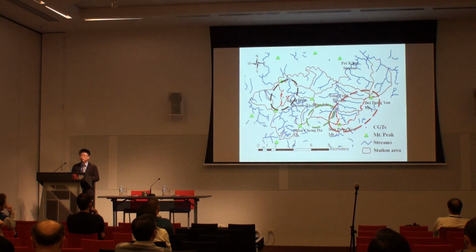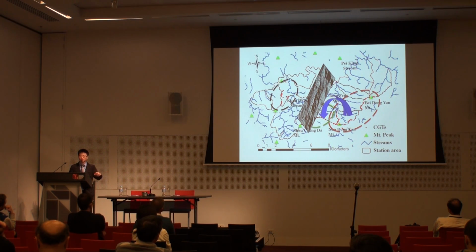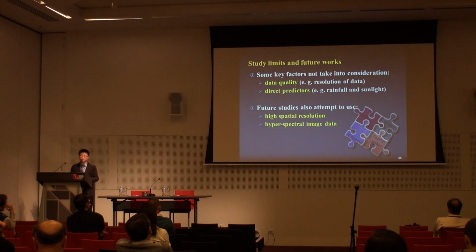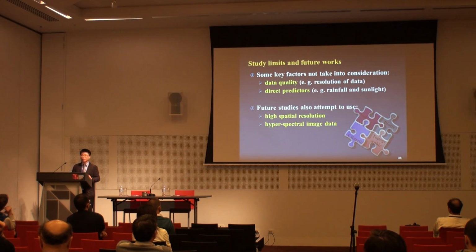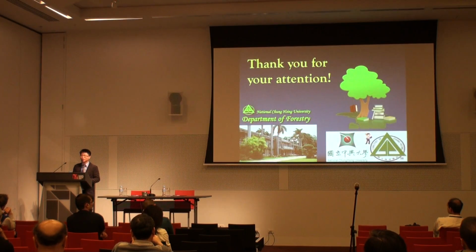As we find, the models based on topographic variables can only be applied within a limited geographic extent to predict very well. But when you try to over-predict across another place, they lose their prediction ability, causing the missing link. This study is still at a primary stage, and we still lack some key factors that were not taken into consideration. In the future, we will improve our data quality, add direct predictors, and also attempt to use high spatial resolution and hyperspectral image data to improve our model performance so it can be applied at a large spatial scale. That's my topic today. Thank you for your attention.